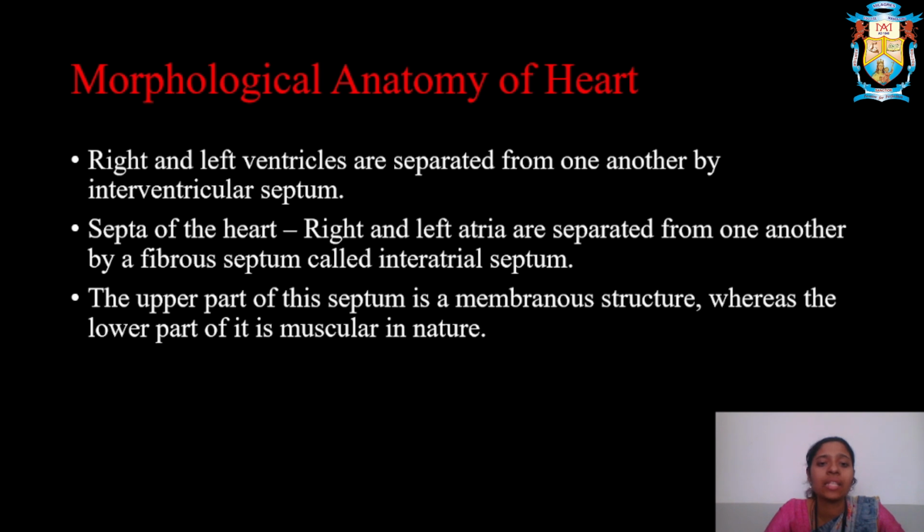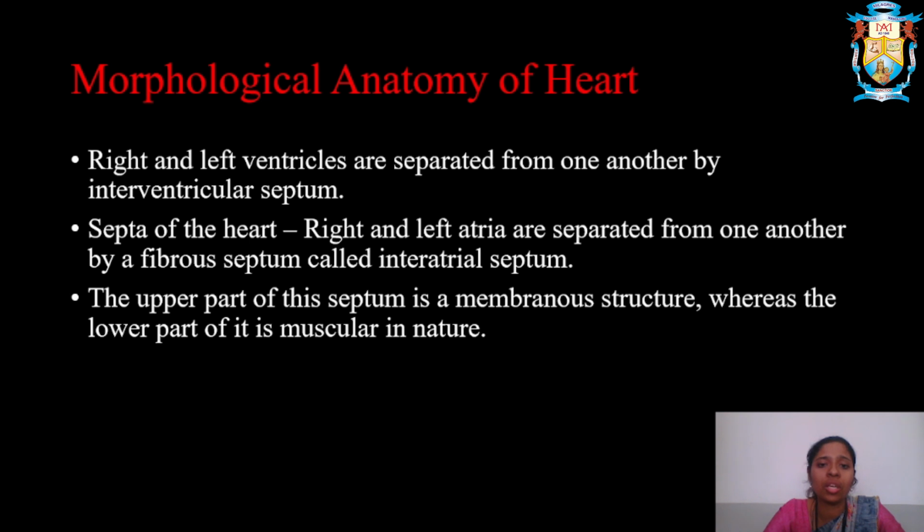Next, we see that the left side and right side of the heart are separated by something called septa. The right and left ventricles are separated from one another by the interventricular septum. The right and left atria are separated from one another by a fibrous septum called the interatrial septum. For the atria we have the interatrial septum, and for the ventricles we have the interventricular septum.